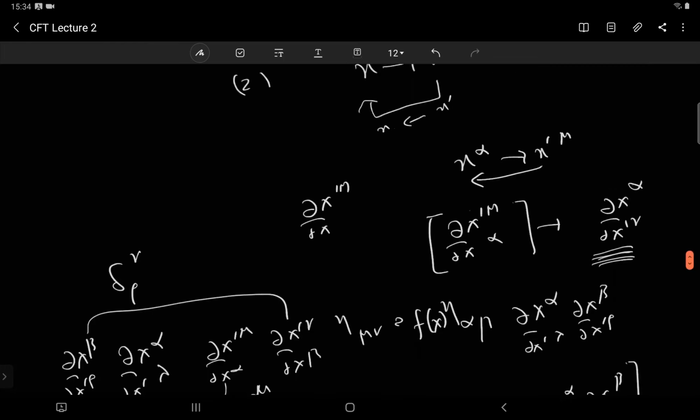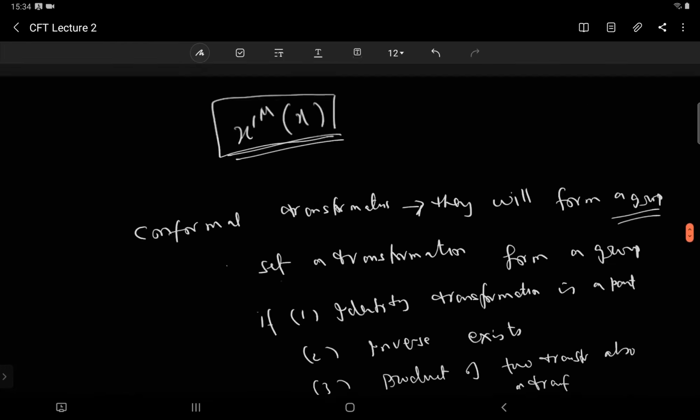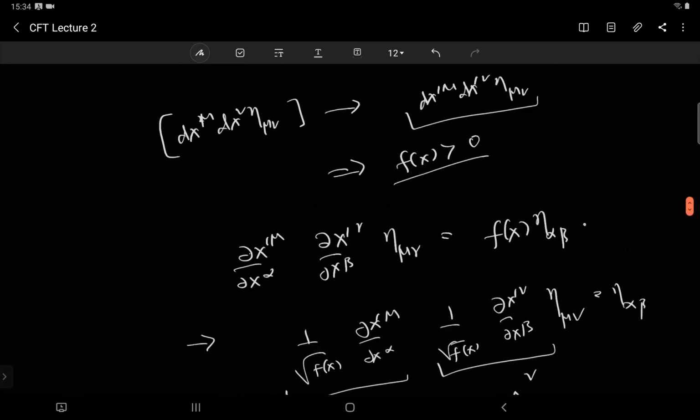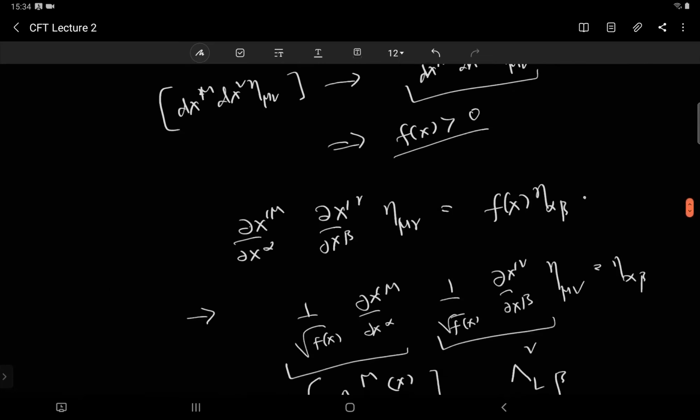So I had started with this transformation. This is from x to x prime. You see on top you have x prime, in the denominator you have x. Now if I had gone the reverse way, I would have x on top and x prime in the denominator. The question is, is that transformation also a conformal transformation? If this is a conformal transformation, is the inverse also a conformal transformation? That is the question.